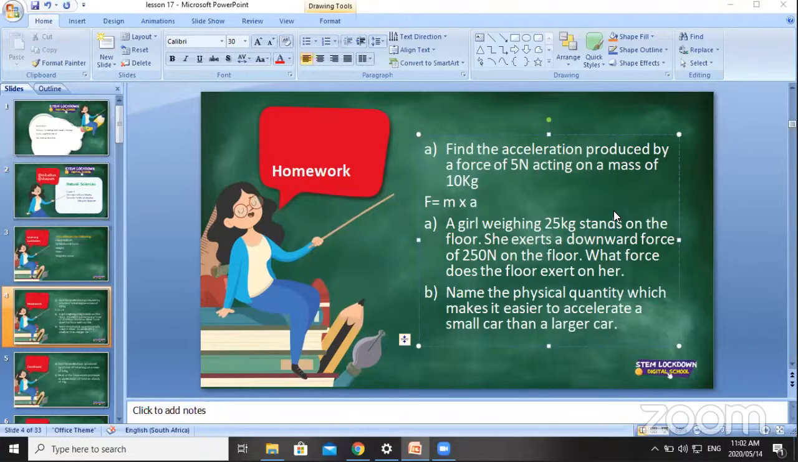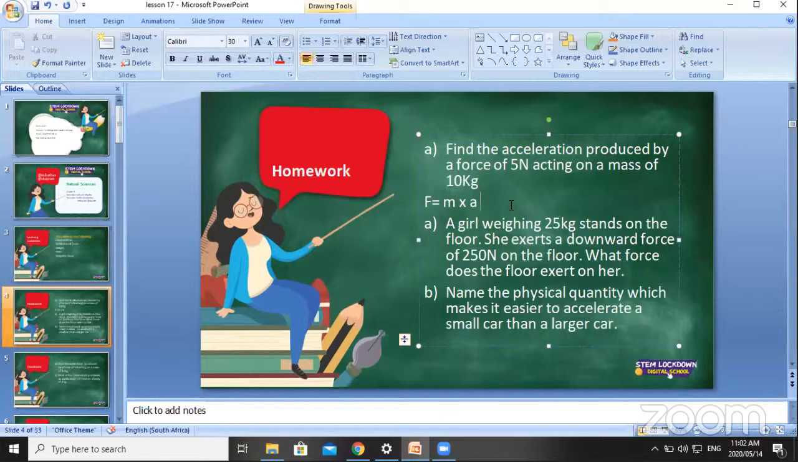Find the acceleration produced by a force of 5 newtons acting on a mass of 10 kg. Yesterday I explained to you that F is for force, M is for mass, and A is for acceleration. If no one is willing to assist me, let me do this one. Sir, I raised my hand. Because I was finding acceleration, I divided, which gave me 2. Okay, let's say I see you, Amra.